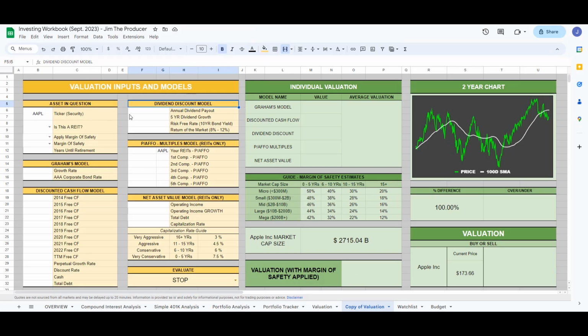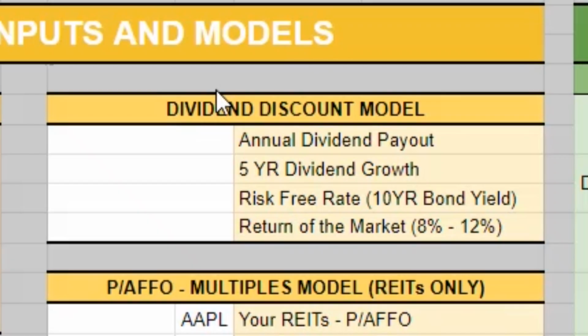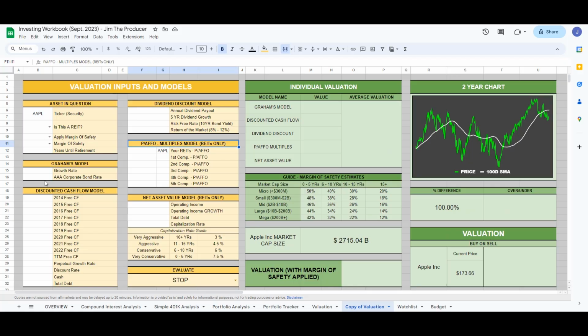point for Apple. And to do that, I was going to run Apple through my valuation spreadsheet. I was going to run it through Graham's model, the discounted cash flow model, and the dividend discount model. And then these two intrinsic valuation models are for REITs only. And once we finish, I'll show you where I can get these numbers from.